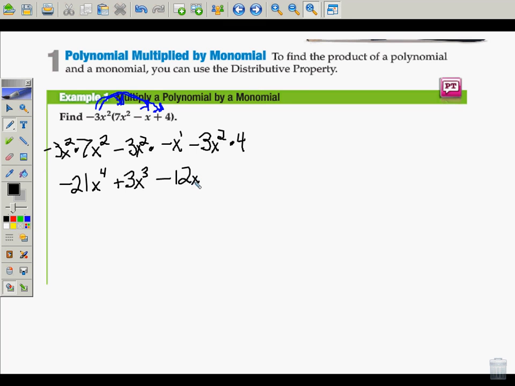And that's all there is to it. Just distribute, just like what we did before, except the only difference now is that we have some variables involved. But since we've already worked with multiplying variables together, and we know that we're supposed to add their exponents, it's not really anything terribly tricky.